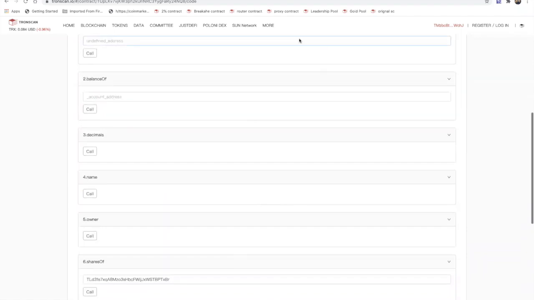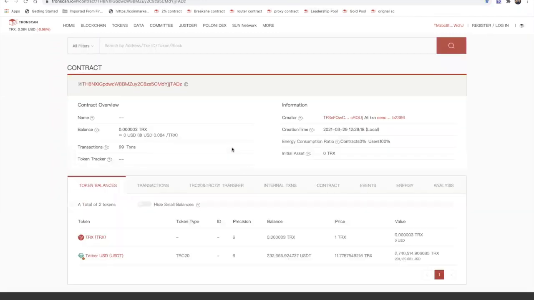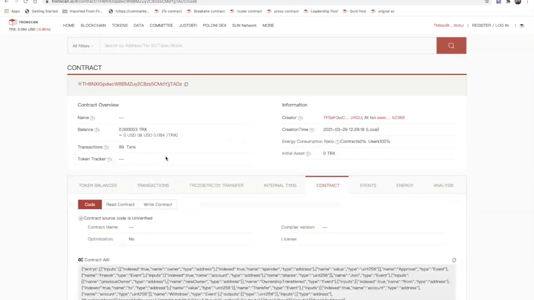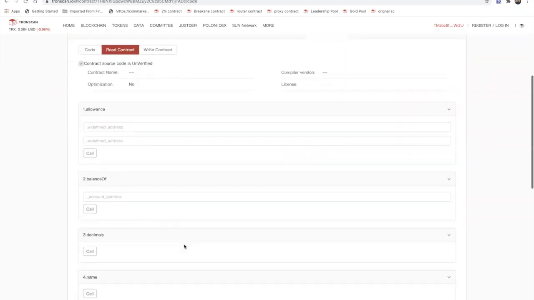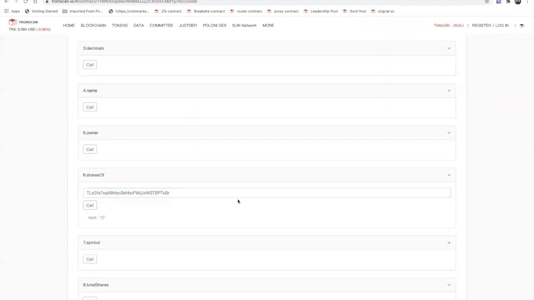So you can do the same thing if you go to the leadership pool. Go to contract. Go to read contract, and it should be the same. I think it's the same. Yeah, shares of. Super. Call and 0. So like Avi, let's check yours once. You send me your wallet address again, Avi, that way I can brag on you a little bit. No, man.